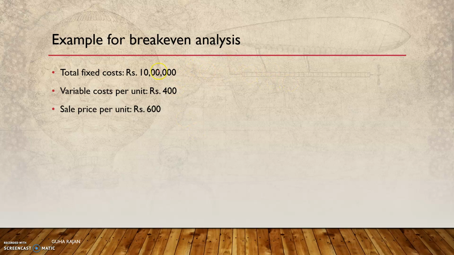Total fixed cost is about 1 mil. Again, it is in INR. You can have it whatever you want, USD, if you're comfortable that way. The variable cost is 400 and the selling price is 600. So the contribution margin is 200.